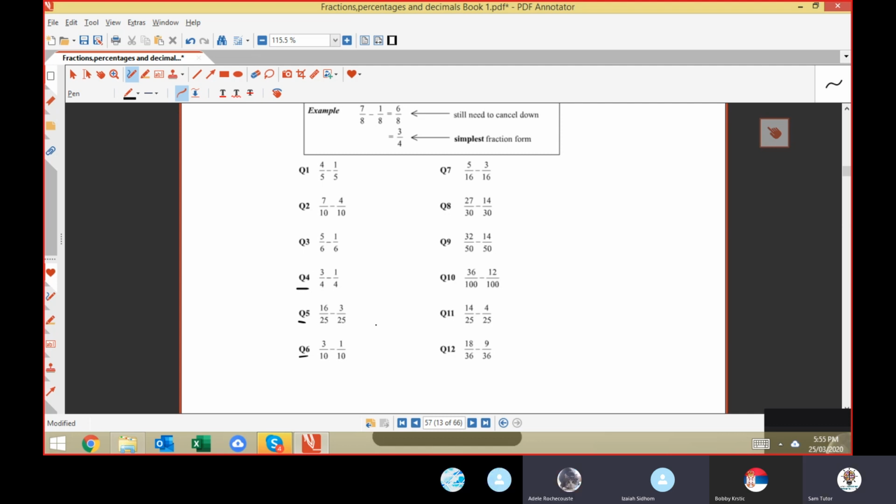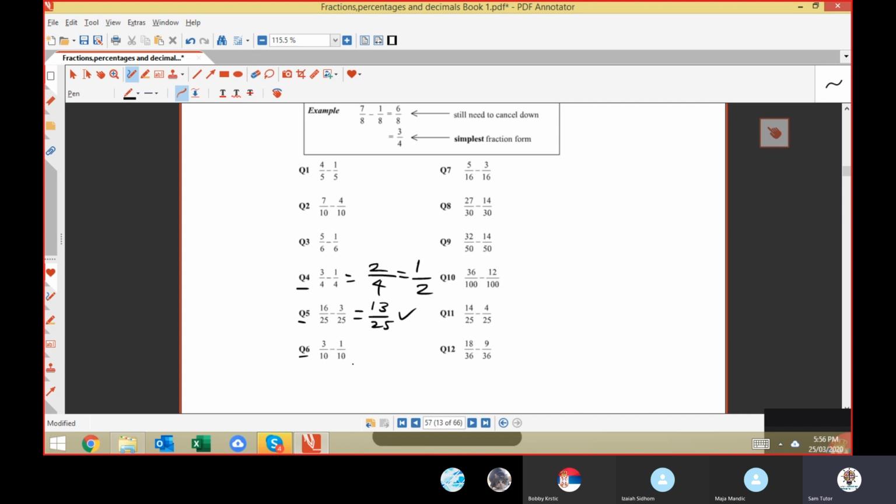So is the minus just straightforward? Yep. Straightforward, and you leave the denominator the same. So 3 take away 1 over 4 becomes what? 1 over 2. Good job. 16 take away 3, 13 over 25, and that can't simplify, so that's done.